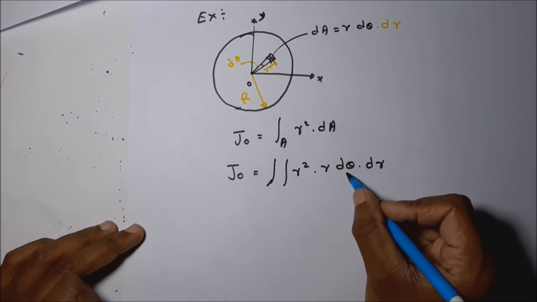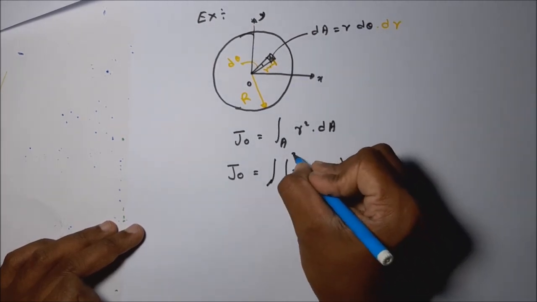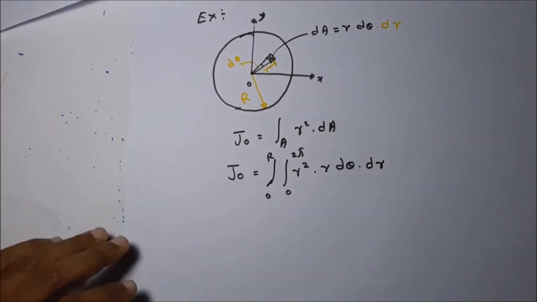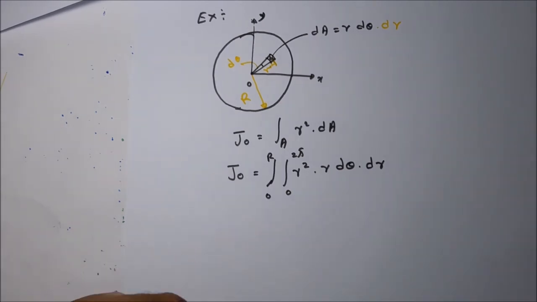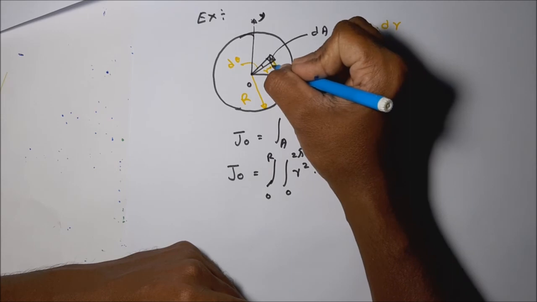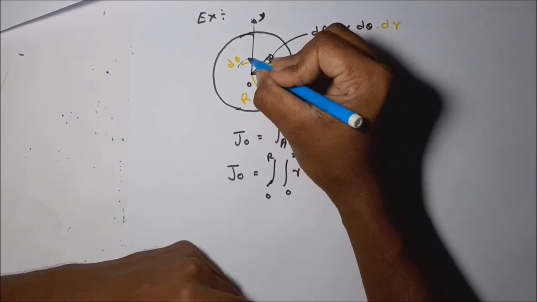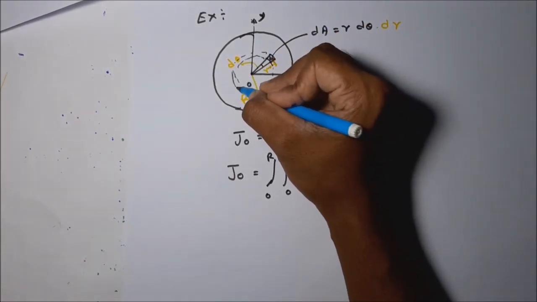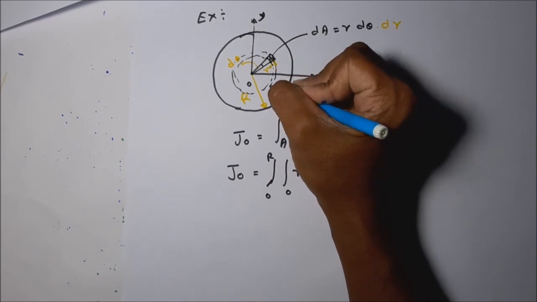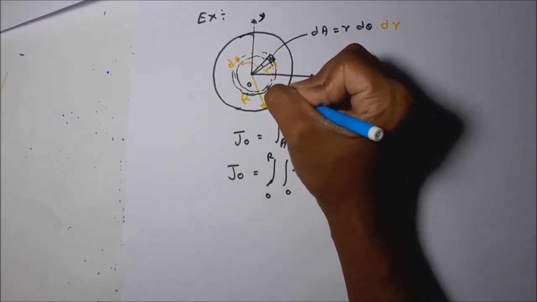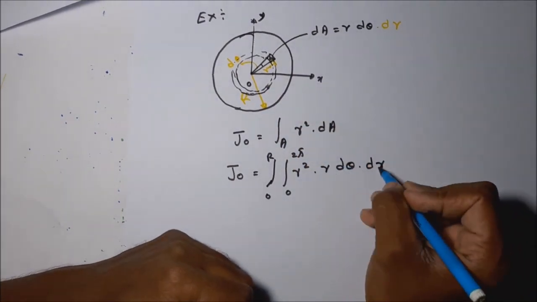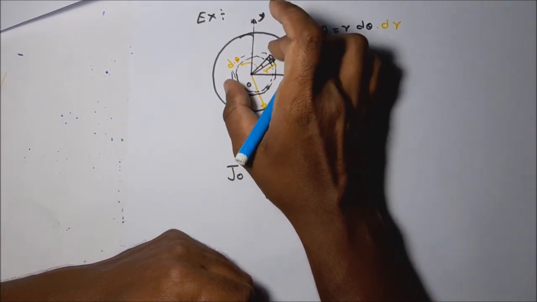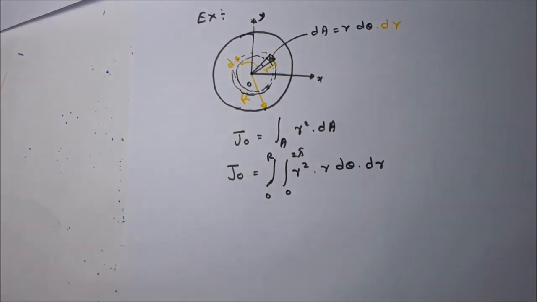Then theta we have to vary from 0 to 2π, and r we have to vary from 0 to capital R. When we vary theta from 0 to 2π, we can cover this kind of ring shape surface area. When varying r from 0 to capital R, we take this ring shape surface area from the center to the circumference. In that way you can cover the entire surface area.